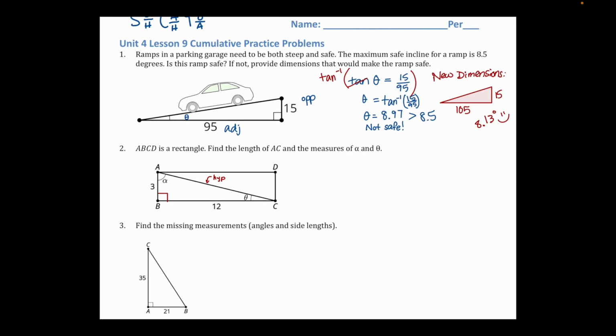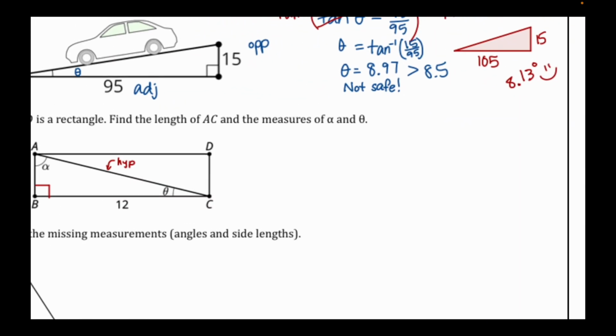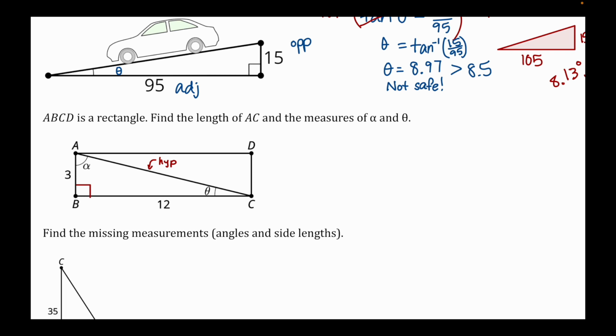And then I'll try to leave space for my other two angles here. So I'll just do the Pythagorean theorem on this side. So we'll do 3 squared plus 12 squared equals, I'll just call the hypotenuse x squared. So this is 9 plus 144 equals x squared. So my x squared is going to be 153.